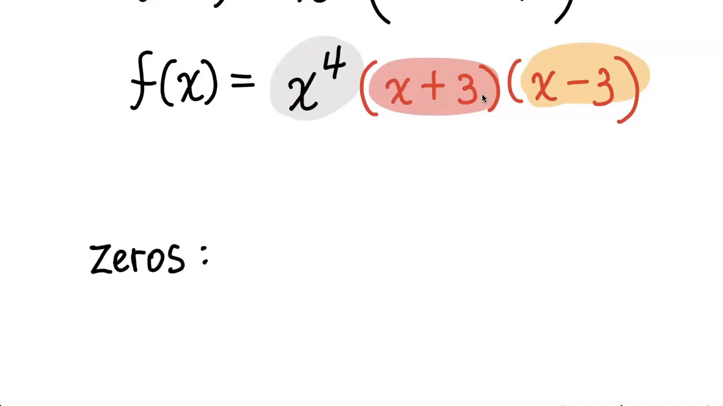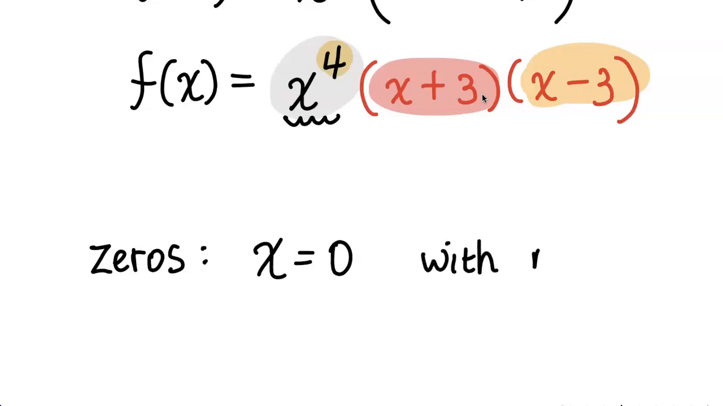Zeros are x equals. Now, when is x to the 4th equals 0? You can take the 4th root of both sides or just realize that when x is 0, x to the 4th is equal to 0. Now, let's talk about the multiplicity though. Notice that this factor has an exponent of 4, right? So we'll say x equals 0 with multiplicity 4.